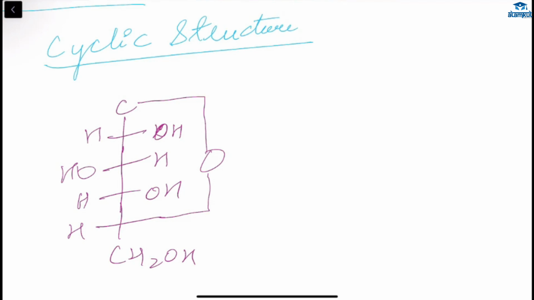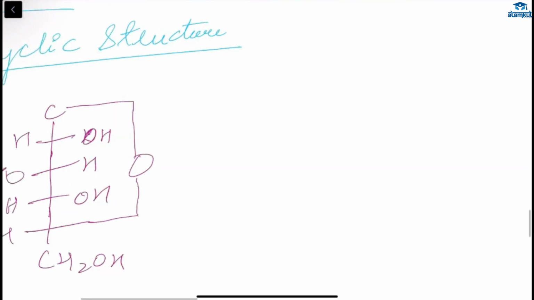What has been done? The OH group of the fifth position carbon and the H group of the aldehyde have been removed in the form of water, and they have formed a cyclic structure. Okay, now the Haworth projection is like this.